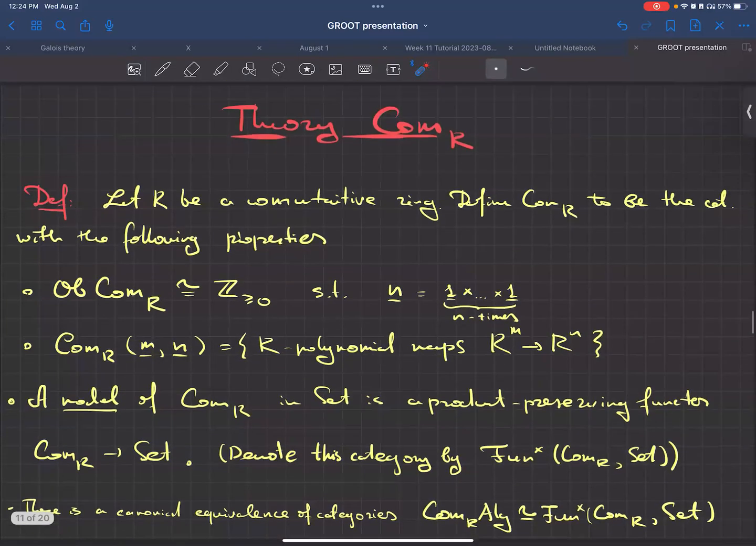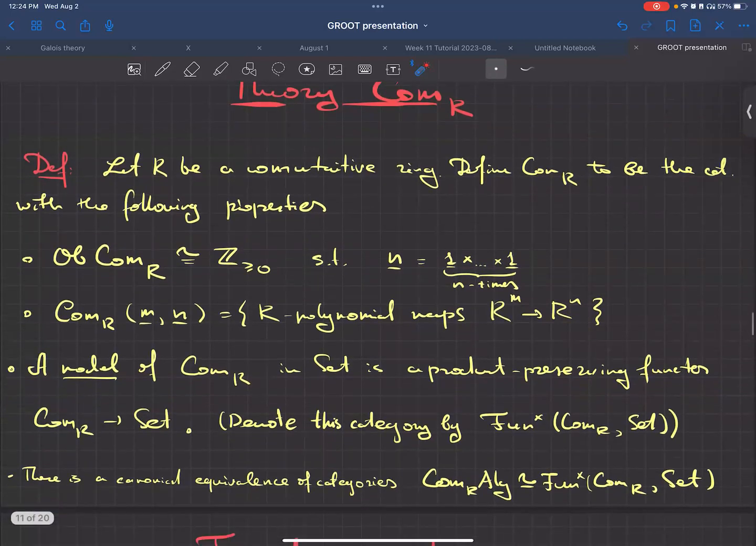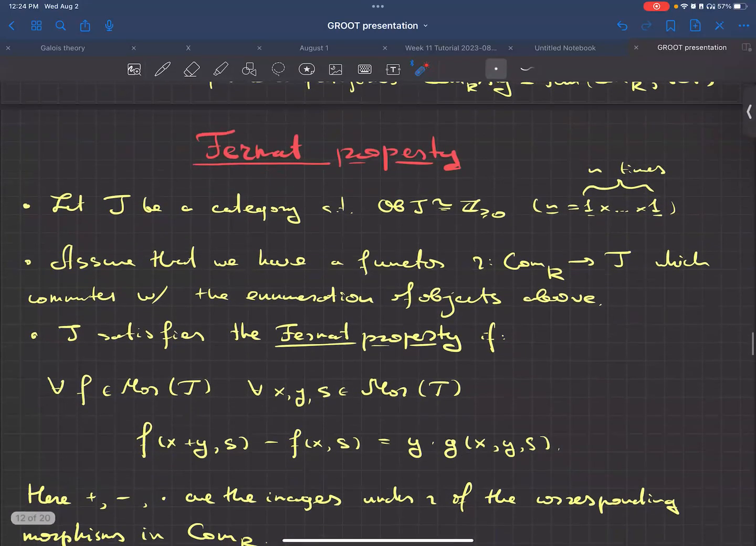And this forms the basis for the approach via Fermat theories. The Fermat property is an additional property that ensures that an algebraic theory is sort of analytical. So assume that you have a category T with objects also consisting of non-negative integers, with the same property that object n is equal to the product of n copies of object 1, and assume that you have a functor from the category Com_R that encodes commutative R-algebras into the category T, which commutes with the enumeration of objects.